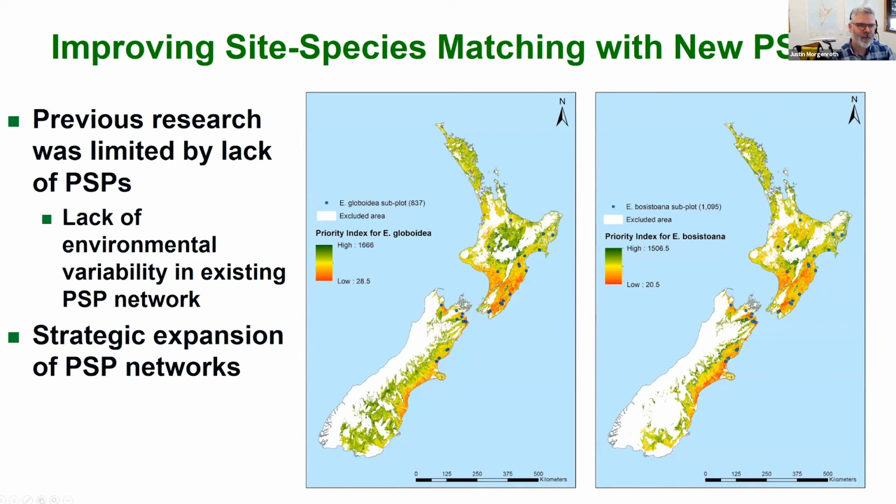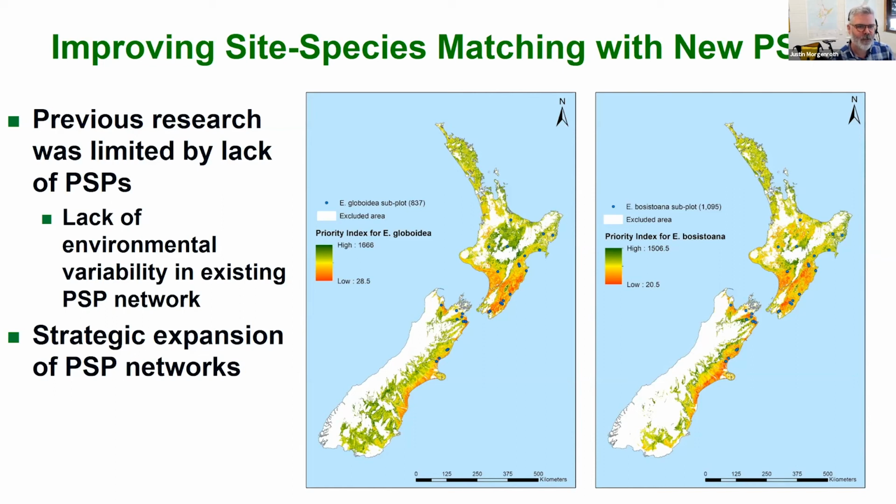So on to the next little bit of research. That previous research was limited in a sense by the lack of PSPs around the country, and essentially the lack of environmental variability in the existing PSP network. So what master's student Tyson Lee did was he basically performed a desktop exercise, a GIS-based analysis, where he looked at where we could strategically expand the PSP, the permanent sample plot network, for globoidea and basistoana. And so what you see is a couple of different maps there, on the left for globoidea, on the right for basistoana.